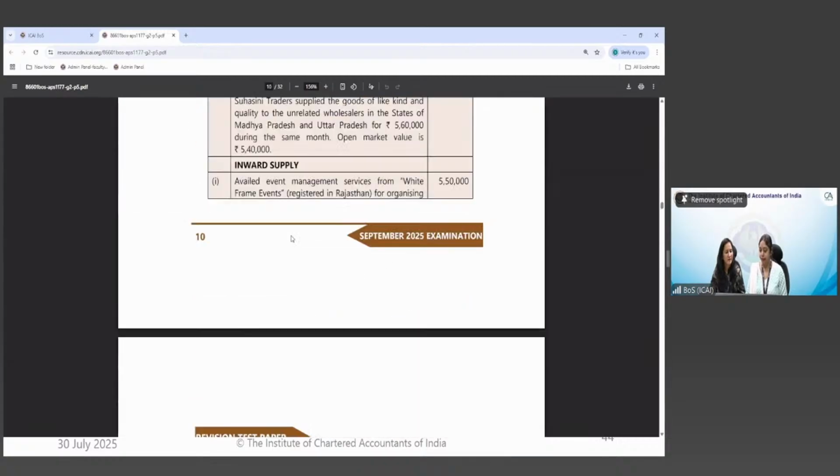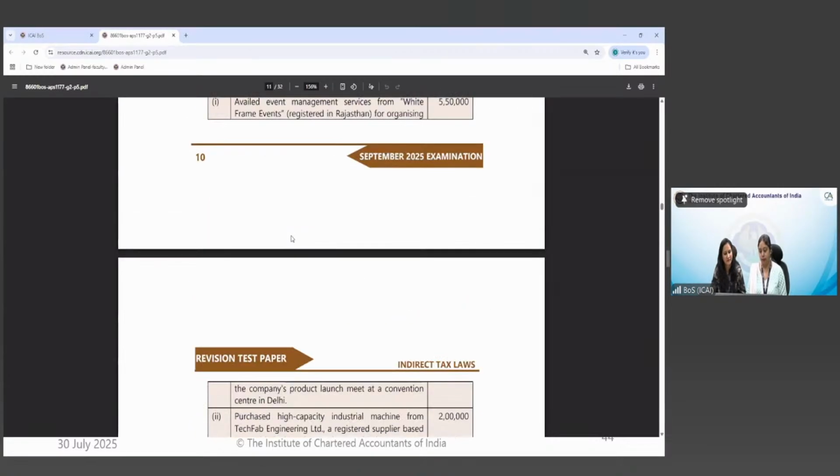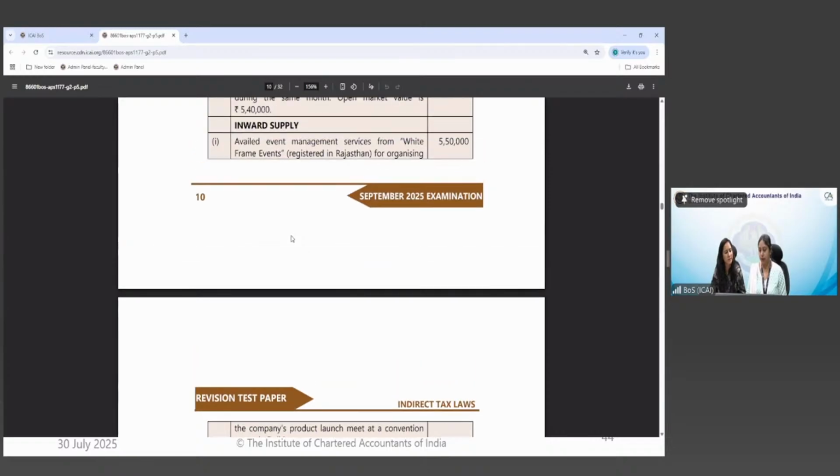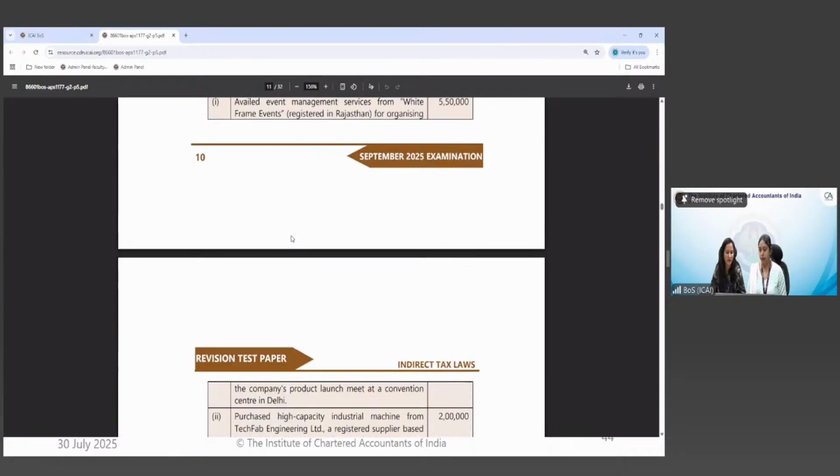Now, avail event management services from White Frames Event registered in Rajasthan for ongoing the company's product launch meet at a convention center in Delhi. इवेंट मैनेजमेंट सर्विसेज अवेल कर रहे हो आप. ठीक है, इवेंट मैनेजमेंट सर्विसेज किससे अवेल कर रहे हैं हम? एक रजिस्टर्ड पर्सन से अवेल कर रहे हैं. और कौन अवेल कर रहे हैं? नंदिता प्राइवेट लिमिटेड भी रजिस्टर्ड है.